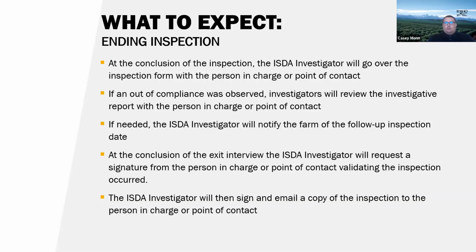If an out of compliance was observed, again, we talked about reviewing that with the point of contact or the person in charge so that they're fully aware of what's being put into that inspection report. The investigator will notify the farm of a follow-up inspection if one is warranted, if something was out of compliance that could not be fixed that day. At the conclusion of the exit interview, the ISDA investigator will review the entire inspection form and the investigative report with you. They will sign off on it, and the person in charge signs off on it, acknowledging that the inspection occurred. A copy of that inspection is then emailed or printed and sent to the farm or the person in charge or point of contact.